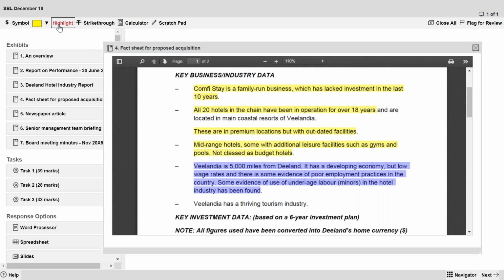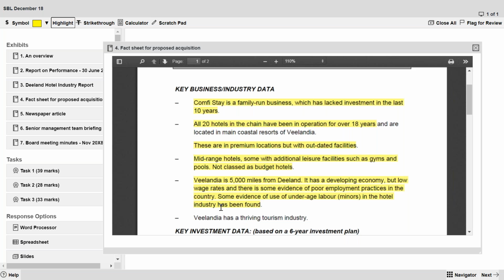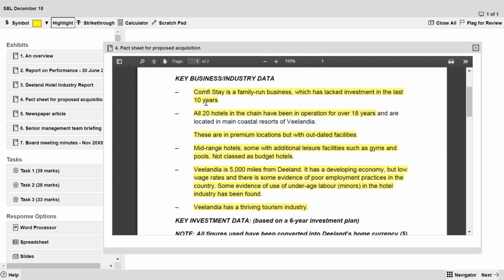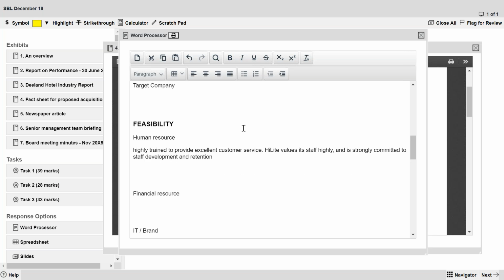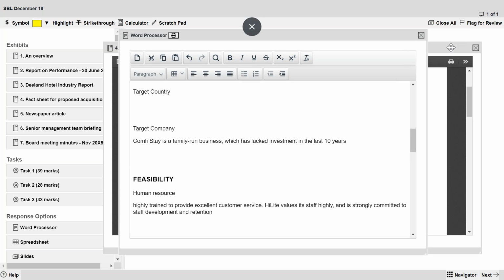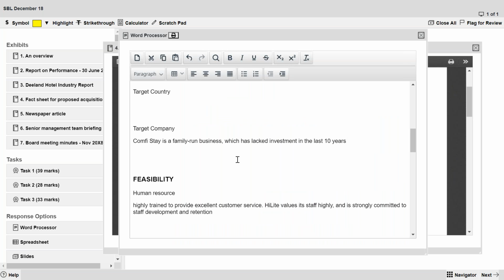So this information is about Villandia country, target country, right? So this is target company, all this, and this is target country. Villandia has a thriving tourism industry. Okay. So let's copy paste. Information about Comfy Stay. Where will this go? Control C. I will open the word processor again. Target company here. And then there are 20 hotels operating for 18 years. Control C. Control V.